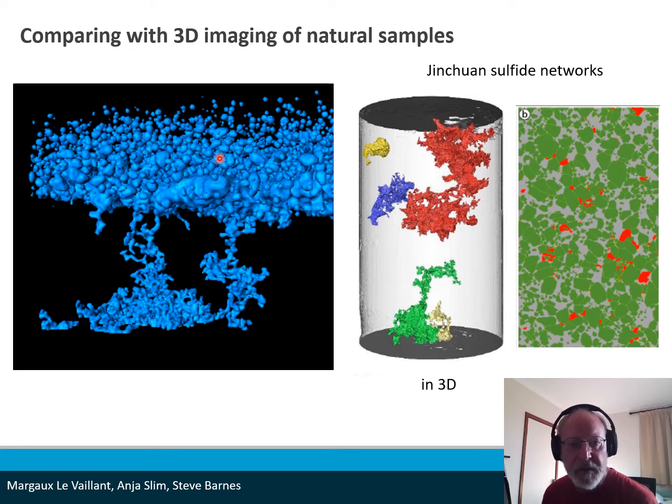That's just a 2D snapshot of what one of these experiments looked like in the middle. There's the sulfide droplets at the top, and here are the sulfides forming these little interconnected pathways draining all the way down to the bottom. And here's our natural sample from Jinchuan, so you can see what it is that we're trying to emulate. And I think you'll agree that they've come up looking pretty similar to the natural textures.